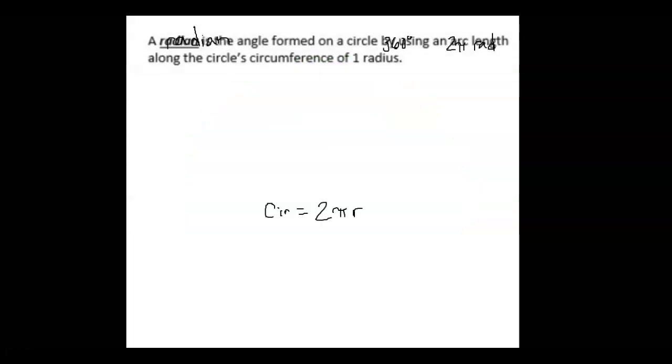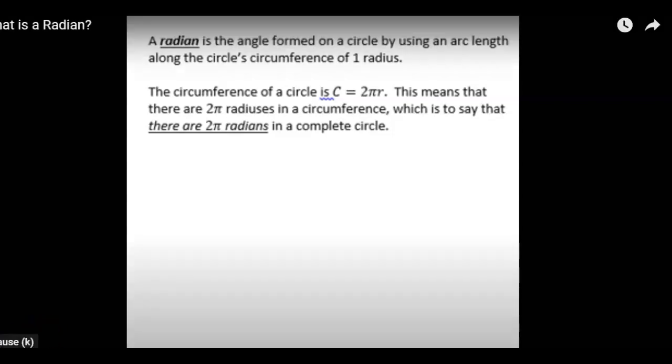So a radian is the angle formed on a circle by using an arc length along the circle's circumference of 1 radius. The circumference of a circle is 2 pi r. This means that there are 2 pi radiuses in a circumference, which is to say there are 2 pi radians in a complete circle.